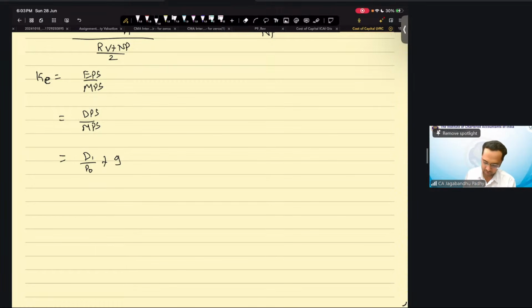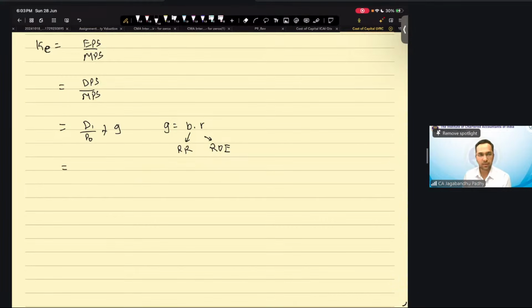Then we have the formula to calculate growth, which is B into R, where B is the retention ratio and R is the return on equity. Another formula for the cost of equity was the CAPM, which is RF plus beta into RM minus RF. So RF plus beta into RM minus RF, that's the cost of equity. Okay.